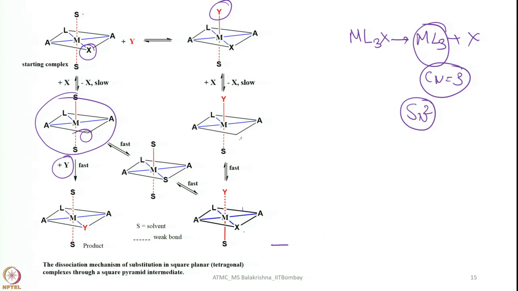Elimination of the leaving group is the slow step, and hence that is the rate determining step, and addition of Y, once the intermediate is generated in the dissociative step, would be very fast and immediately substitution will be completed. So, that is what this reaction says, and of course, the solvent has a tendency to establish a weak bond with the metal center. So, the dissociation mechanism of substitution in square planar complexes goes through a square pyramid intermediate.